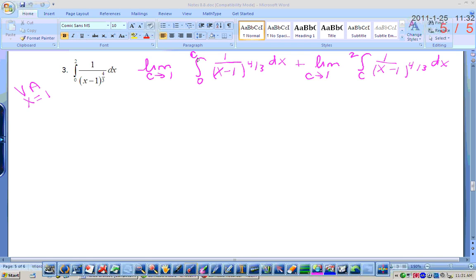Okay, if your asymptote is at 1, and you're integrating from 0 to 1, then the graph is going to approach that asymptote at 1 from which side? The left side. So the first one needs to be as c approaches 1 from the left. And by default, the other one's going to have to be from the right. If you go from 1 to 2 and the asymptote's at 1, that graph is approaching that asymptote from the right side.